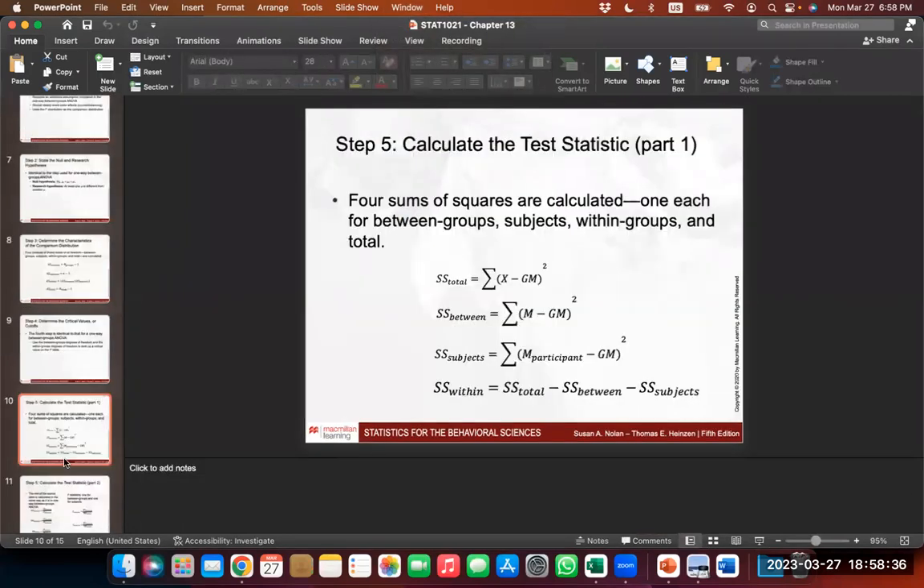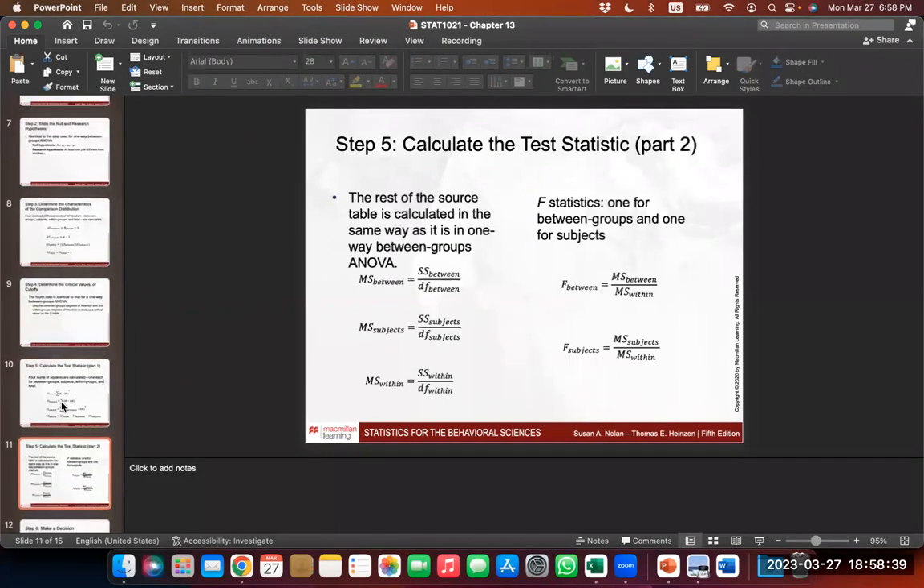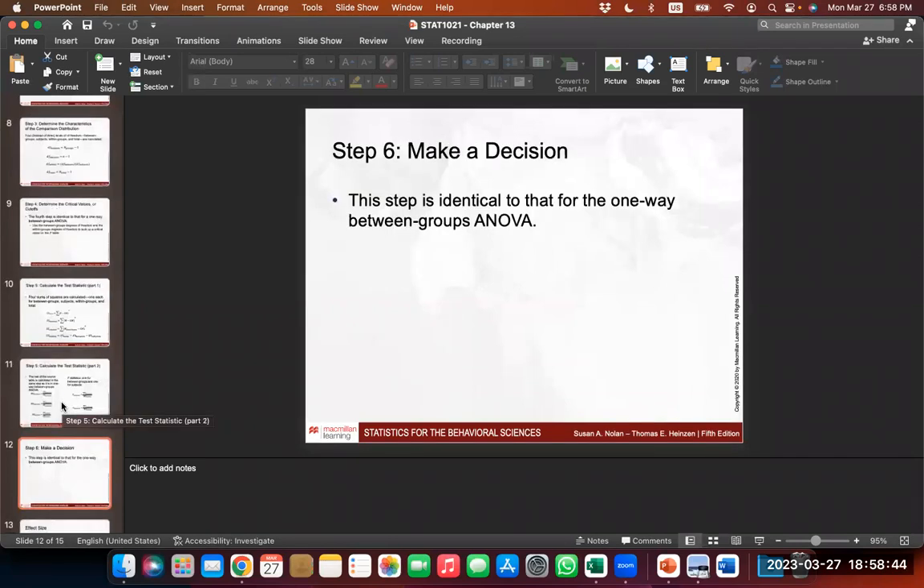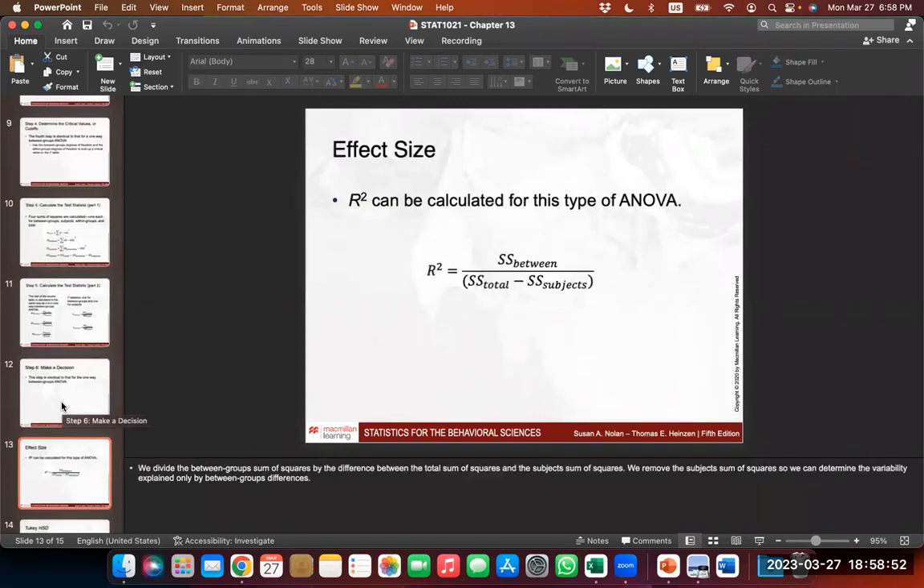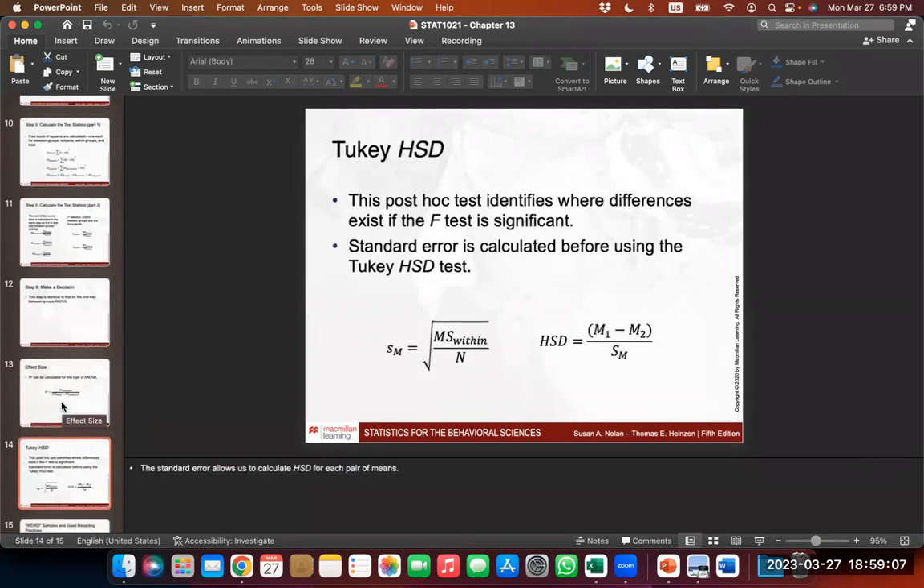Good. So once we have done all of these calculations, we're basically calculating our variances, our Fs, and then we're making decisions. So we know our critical value is 4.46, our actual F was 40.8. So we're rejecting it. We're calculating the effect size that we just did again: sum of squares between as a proportion of the total sum of squares minus our subject's variability. Again, we can do a Tukey honestly significant difference test.